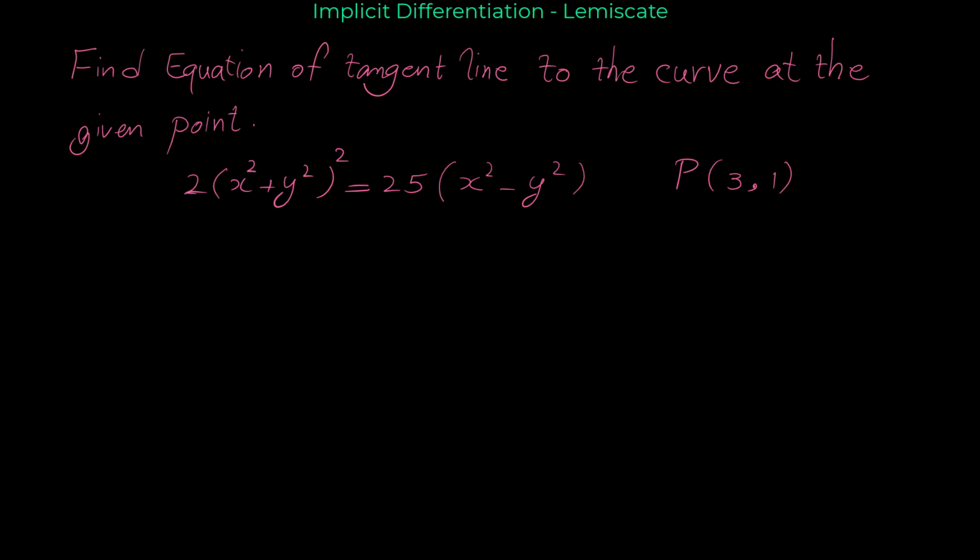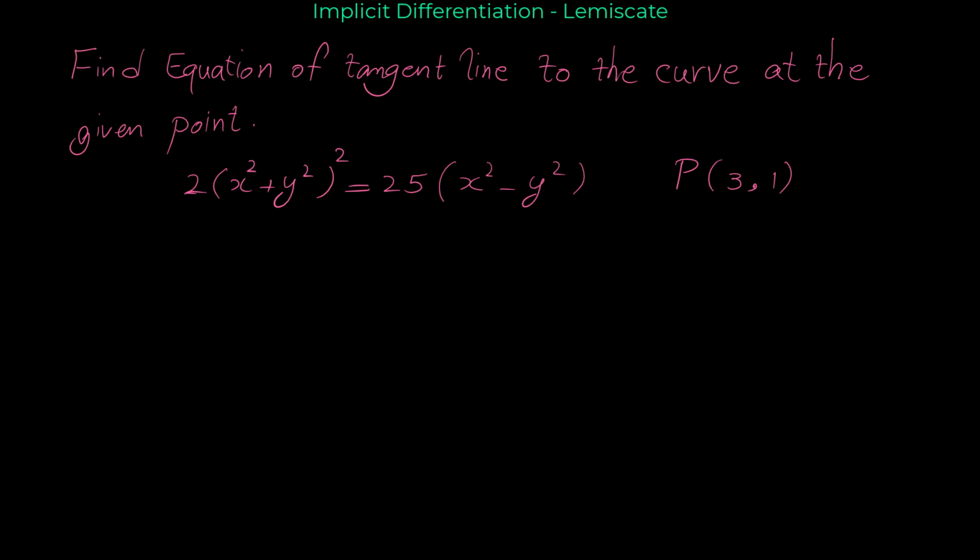For finding the equation of a tangent line, we need a point, which we have here, and the slope of the tangent line. And if you remember, the slope of the tangent line is the derivative of the function, or dy over dx, y prime. So we have to find dy over dx, or the derivative of the function y with respect to x from this relation. As you can see here, we have an implicit relation because x and y are mixed together. For finding y prime, we use implicit differentiation.